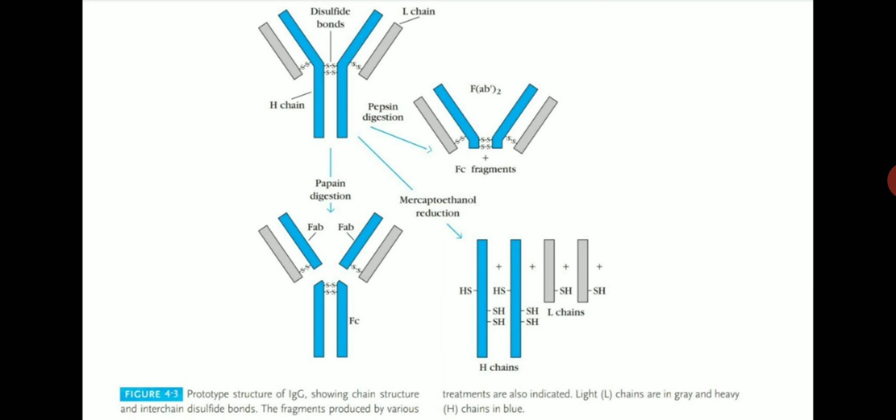Then digestion with pepsin enzyme generates only a single fragment composed of 2 FAB-like fragments. FC is not produced because it is digested into multiple fragments. Now, if antibody is treated with mercaptoethanol, all 4 polypeptide chains are separated because it cleaves the disulfide bonds.